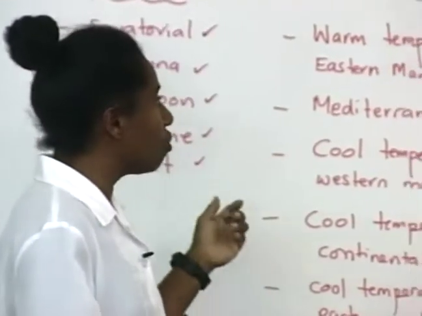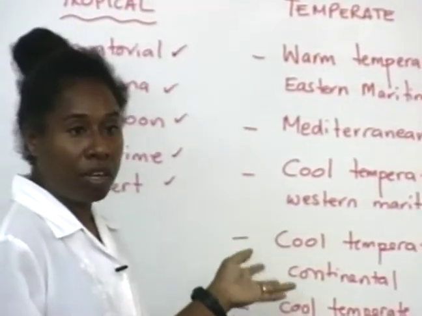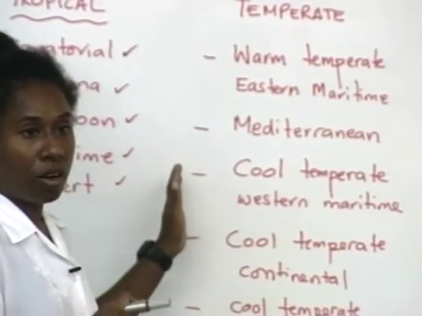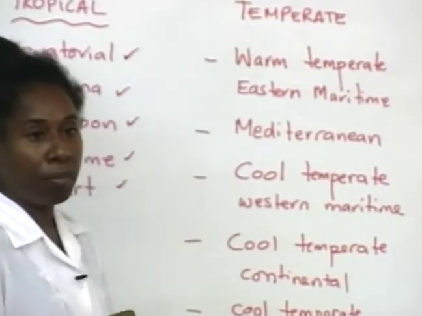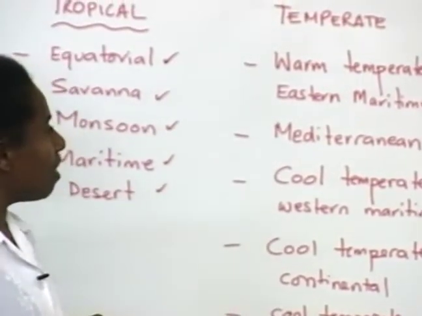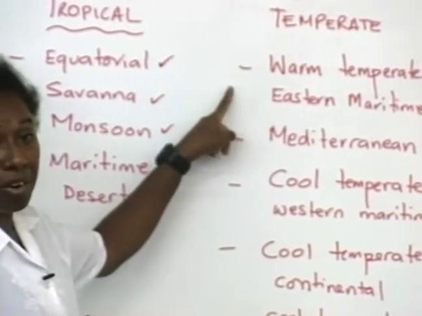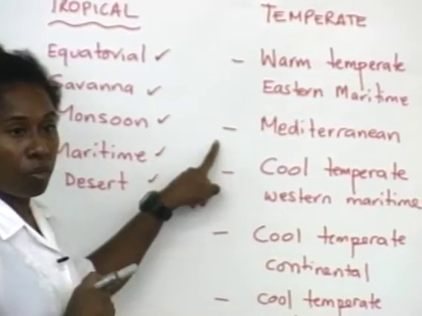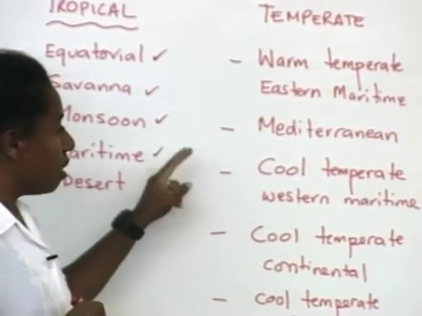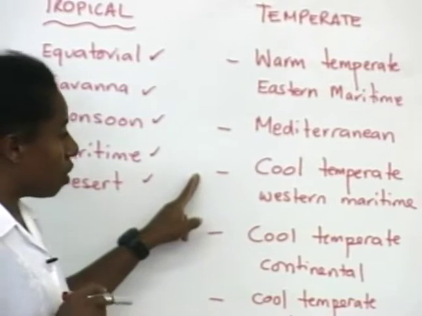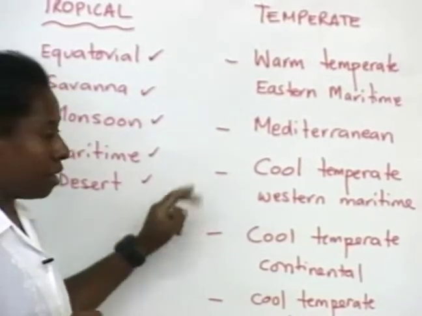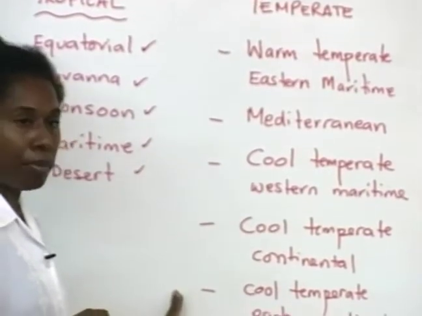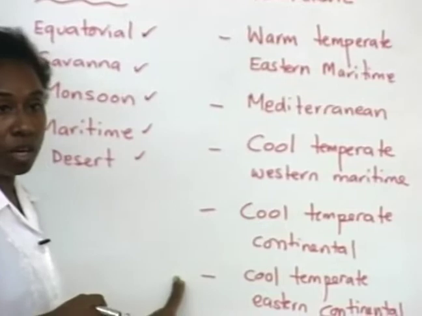Similarly, when we look at the temperate climates, there may be modifications or variations, but here we have the 5 main groupings of climates that can be found within the temperate regions. We have the warm temperate eastern maritime or margin climate. We have the Mediterranean or the warm temperate western margin climate. We have the cool temperate western maritime climate. Then there is the cool temperate continental climate. And there is the cool temperate eastern continental climate.